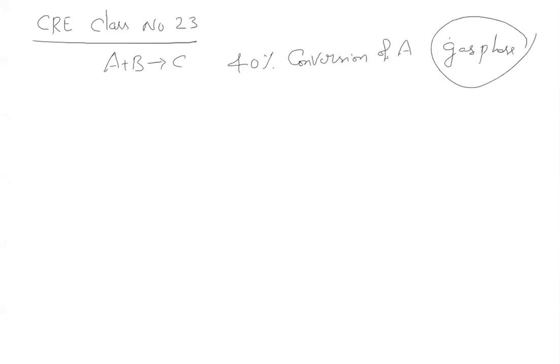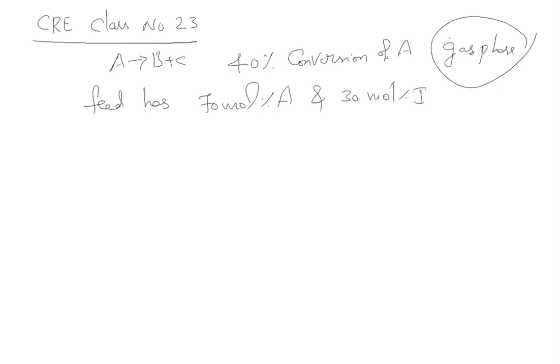The feed has 70 mole percent A and 30 mole percent inerts. Sorry, the reaction is A gives B plus C, with 40% conversion of A.